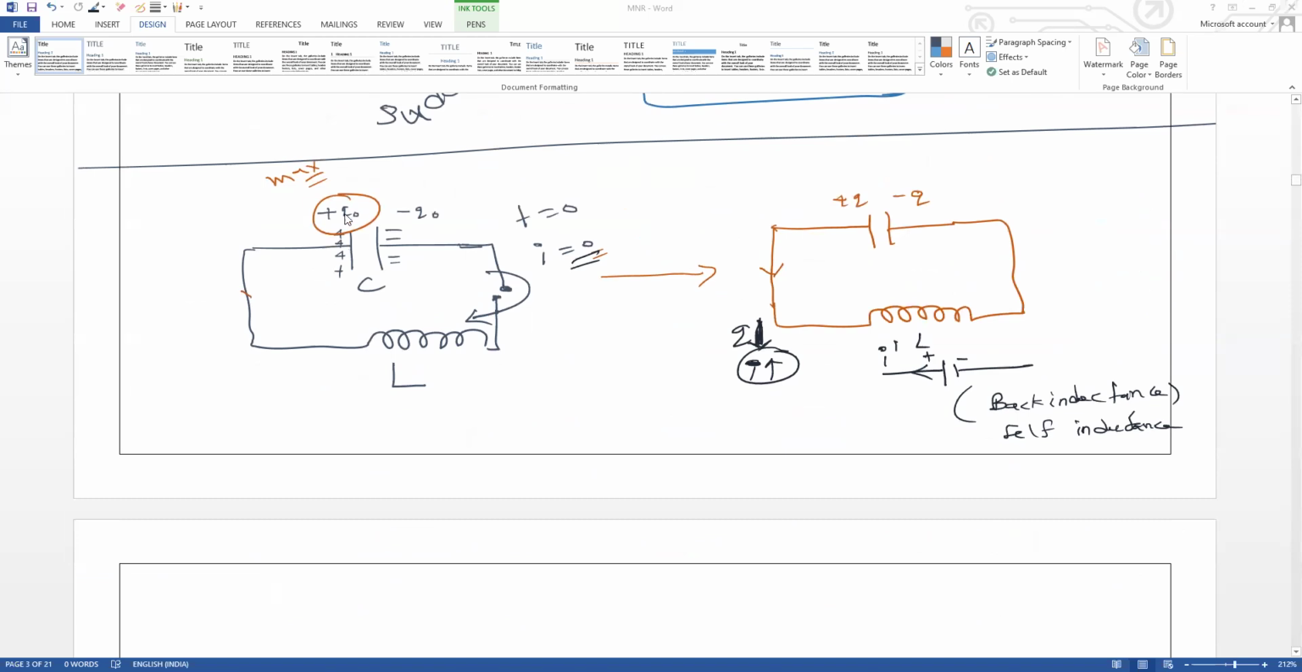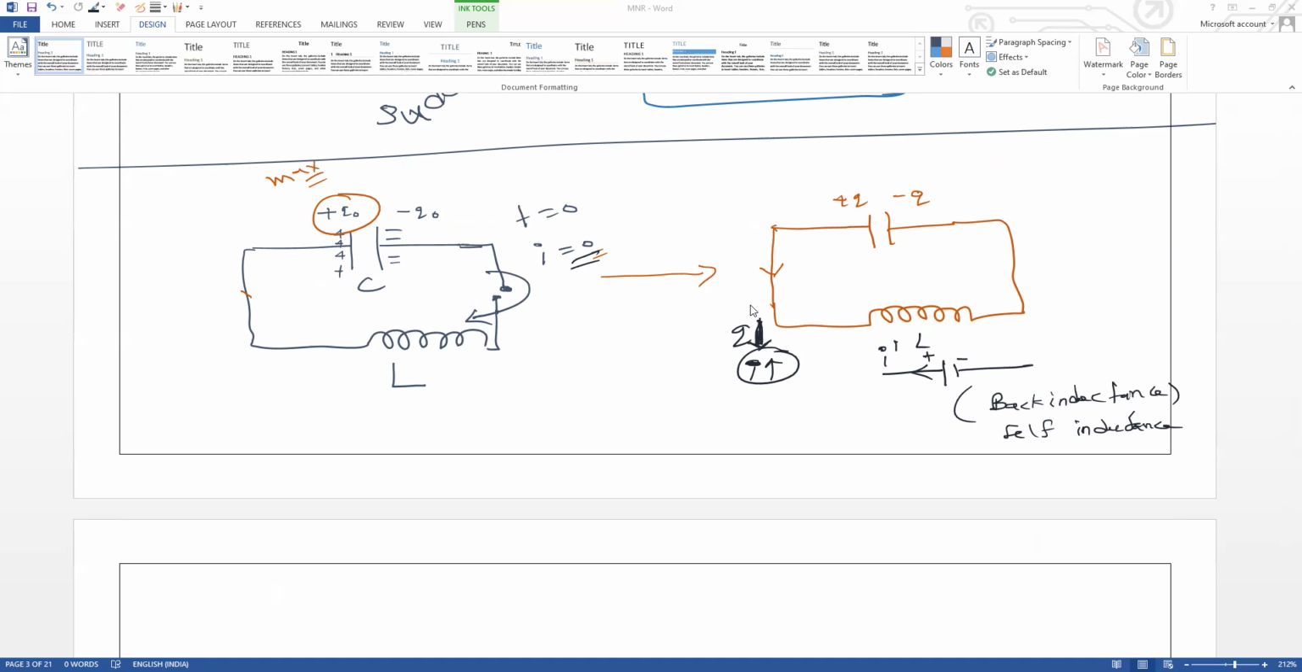Be very careful. Maximum charge on the capacitor plates, they are open circuit. Now as soon as you connect them, t becomes 0, I also becomes 0. So after a certain time, the charge starts discharging. So discharge of charge will take place.